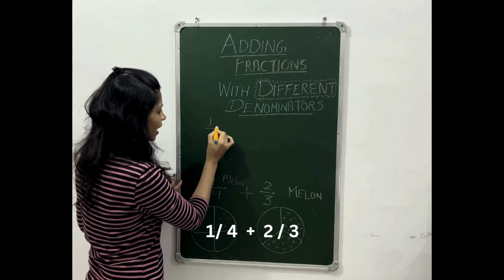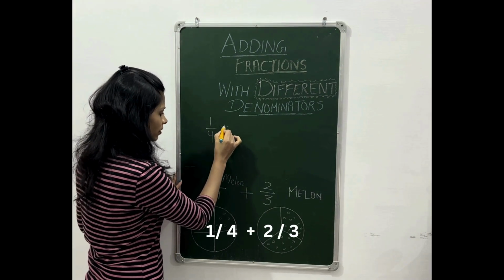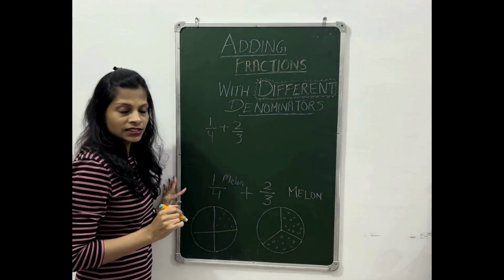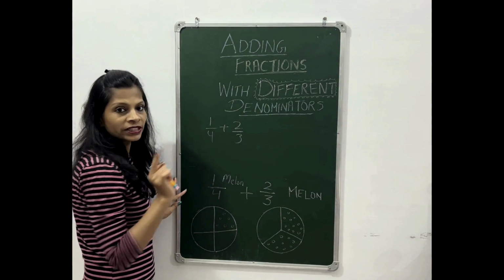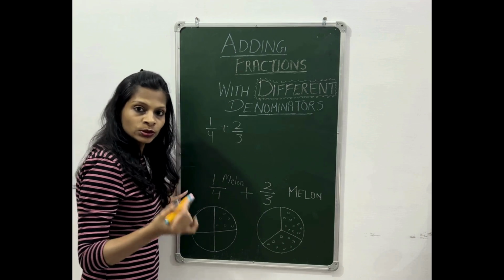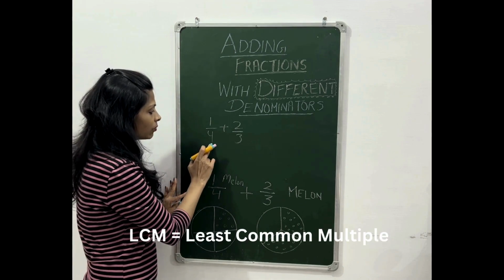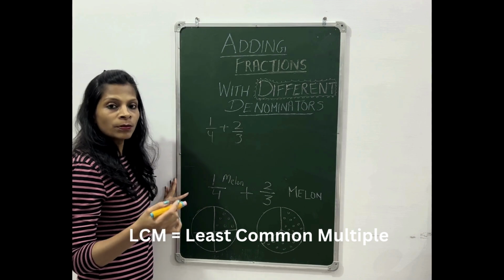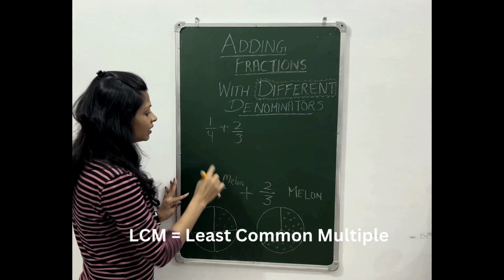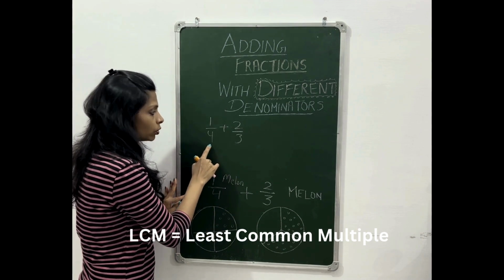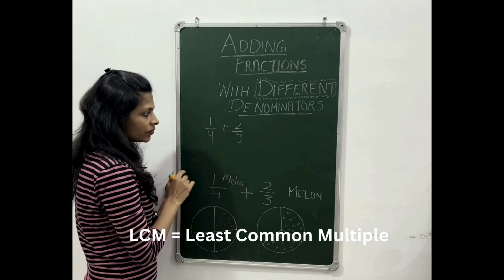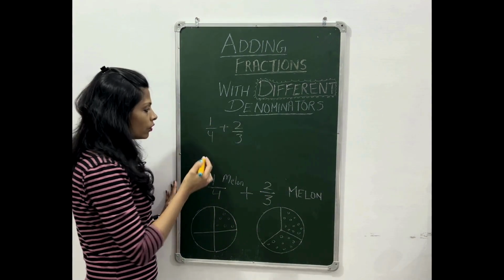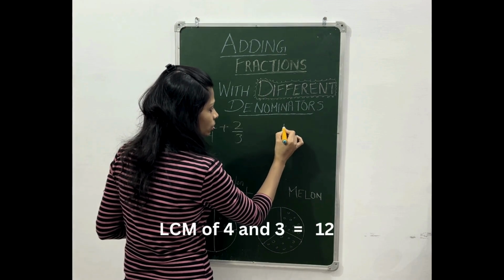I have to add 1/4 plus 2/3. To find out the answer, I will first have to make the denominators the same. And how do I do that? I will find the LCM of 4 and 3. What is LCM? LCM is the least common multiple, or a number that is a multiple of both 4 and 3. So, a number that is a multiple for both 4 and 3 is 12.